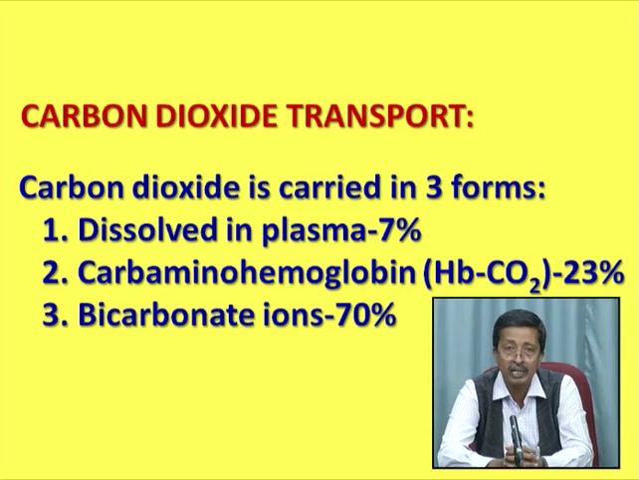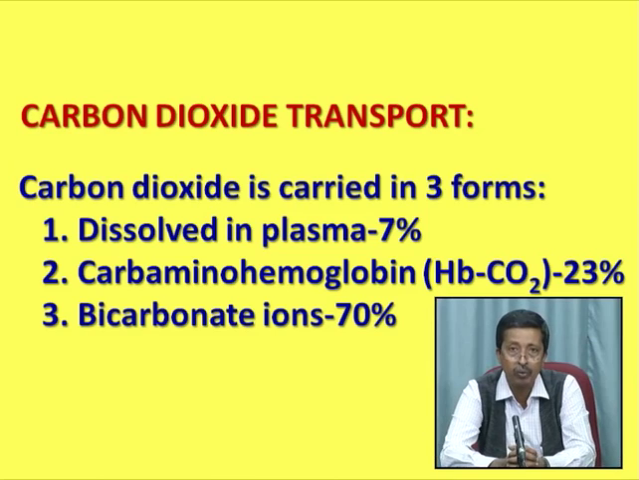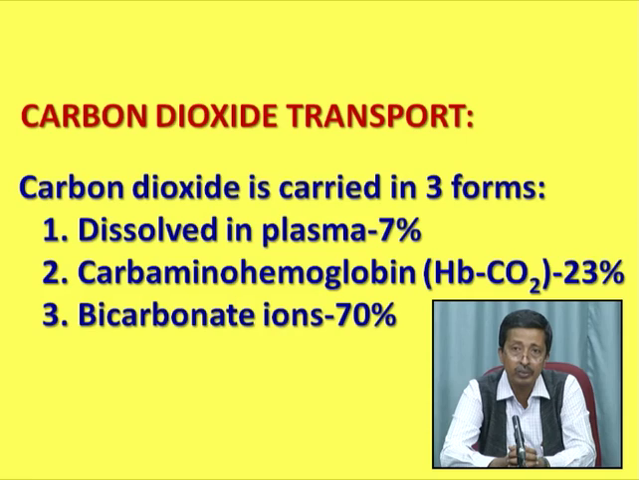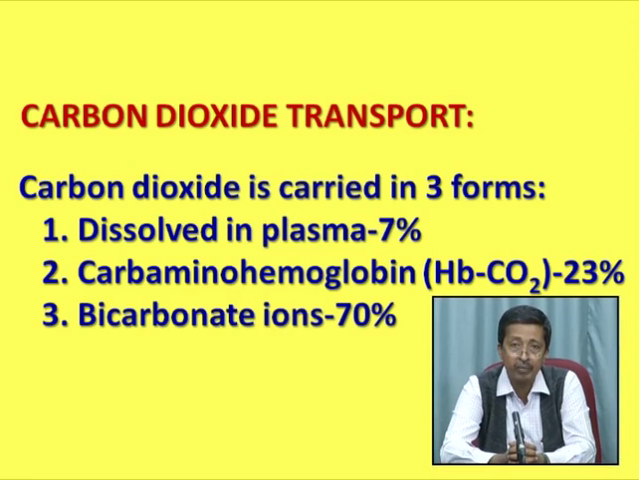Oxygen, we have seen, is either there in the plasma or transported by hemoglobin, whereas carbon dioxide is either dissolved in plasma, approximately 7%, because the solubility of carbon dioxide in water is higher than oxygen. The second process by which carbon dioxide is transported: approximately 23% is transported combined with hemoglobin.